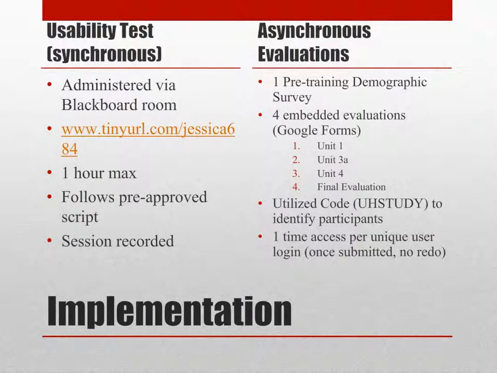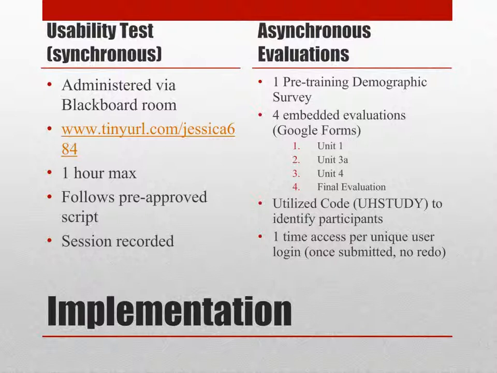Just to go back over the implementation of what I did, I had 2 different test situations. I used a live usability test, which is conducted synchronously via Blackboard Collaborate. This is my Blackboard room address. It was a 1 hour maximum time frame, usually ranging between 40 minutes to 60 minutes. I followed the pre-approved script that is also located on my Google site usability draft documents. And then I recorded the session.